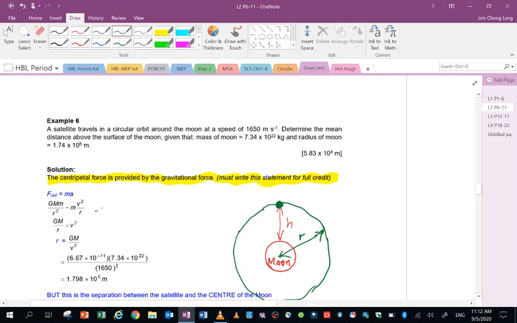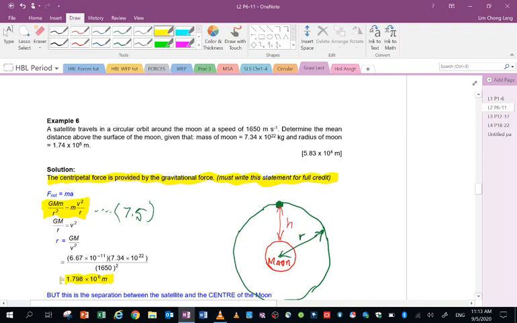This is basically equation 7.5. If you look at the previous page, this is equation 7.5, except that this time for the centripetal acceleration, instead of r omega squared, I'm using v squared over r. If you use this formula and substitute the values of the quantities inside the equation, you get the radius of orbit as 1.798 times 10 to the power 6.